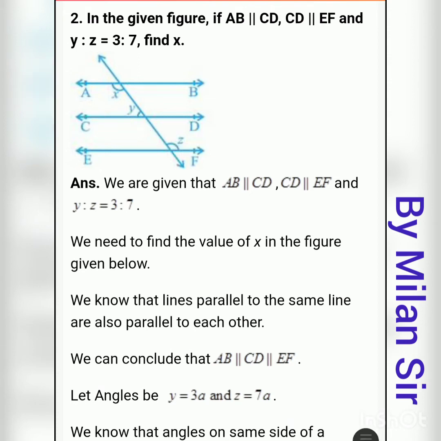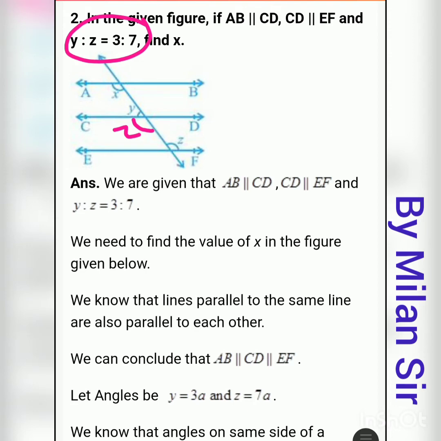That means this angle is z. And we can write the reason: alternate interior angles. Now here one ratio is given to you: y:z is equal to 3:7, right?